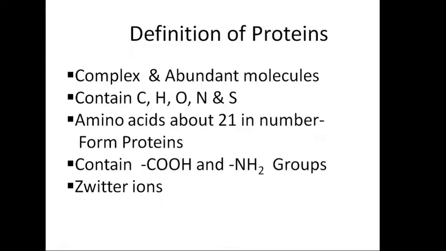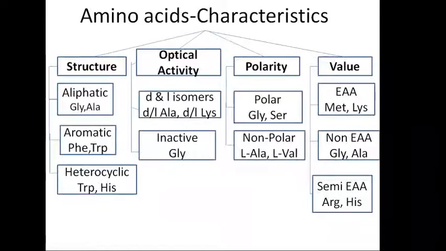They differ from the carbohydrates as they contain nitrogen and in some cases the sulfur in addition to the carbon, hydrogen and the oxygen. The proteins contain a carboxylic group and an amino group. The carboxylic group, as you know, is the COOH and the amino group NH2. Hence, they are also referred to as the Zwitter ions. There are about 21 amino acids that form the proteins.